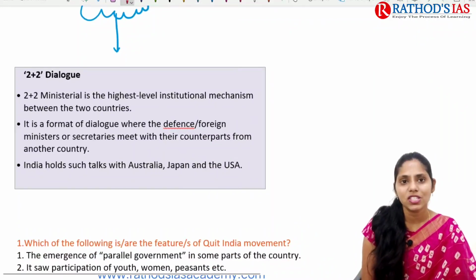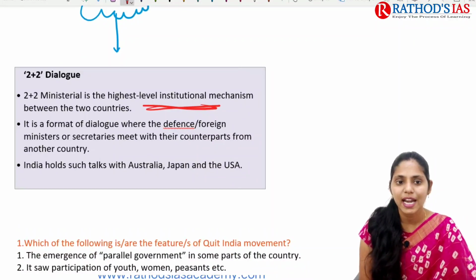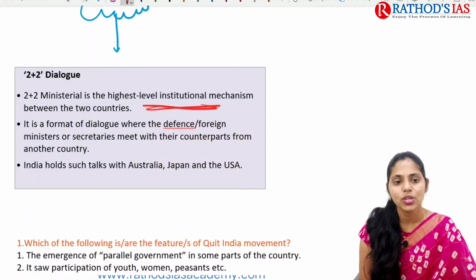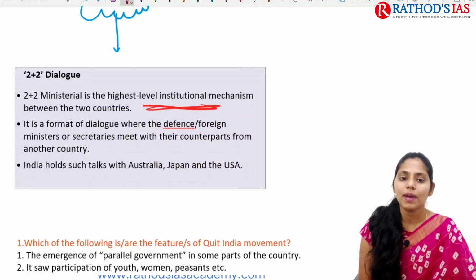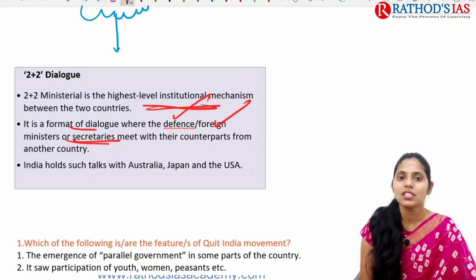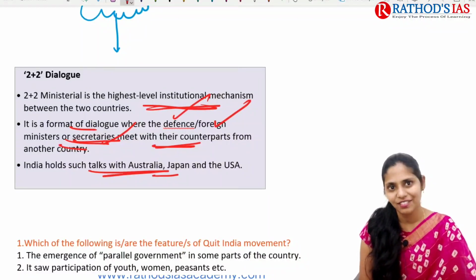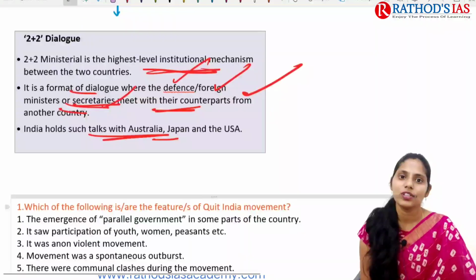The 2+2 ministerial is the highest level institutional mechanism seen between two countries. It is a format of dialogue where defense and foreign ministers or secretaries meet their counterparts from another country. India mainly holds such talks with the USA, Japan and even Australia. So this is just about this topic.